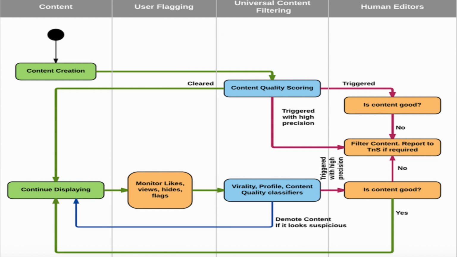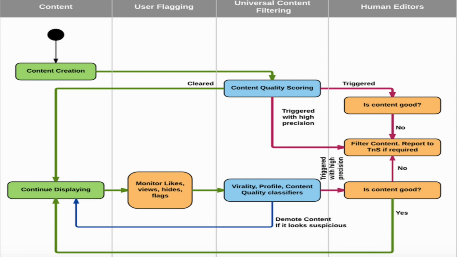But if people are hiding this content because it's not relevant to them or they're flagging it as inappropriate, it will then go to the next section on the right hand side. It says virality, profile, content quality, classifiers. So it goes to this stage and then it goes towards, is the content good? This is where a human has looked at it. So when it goes to the virality stage, a human will look and decide, is this content good?